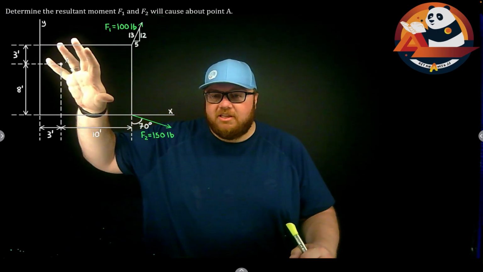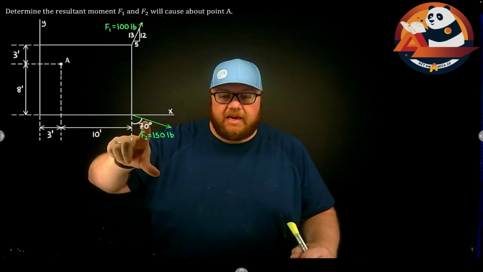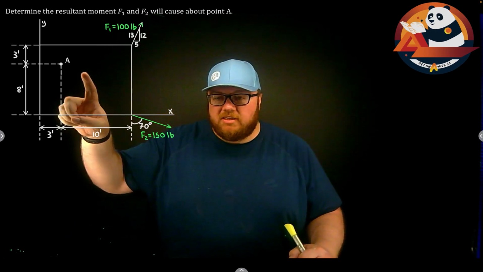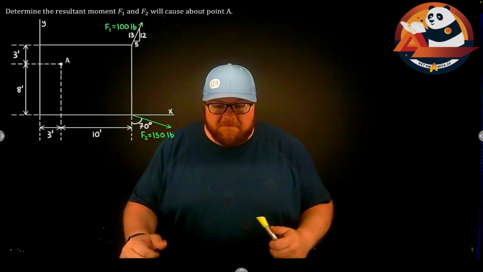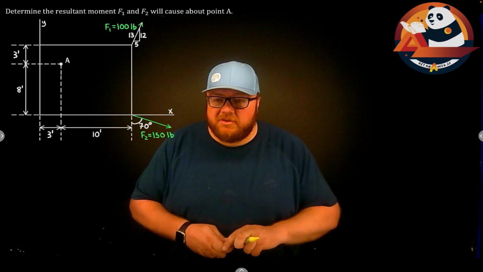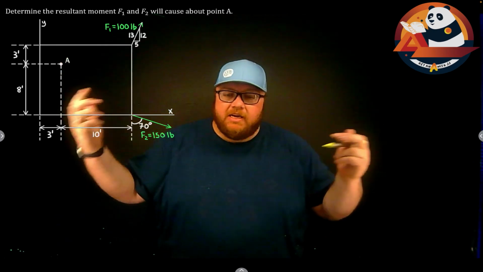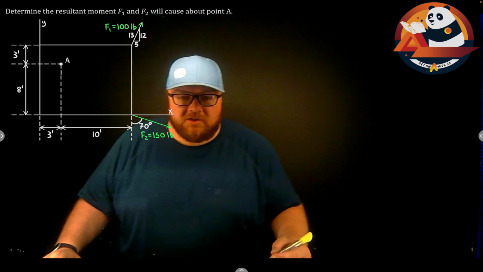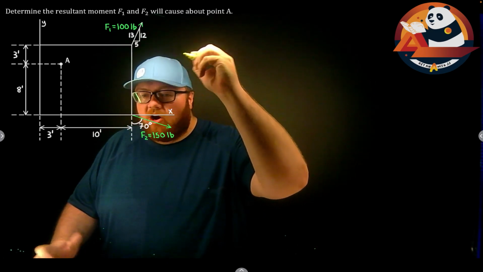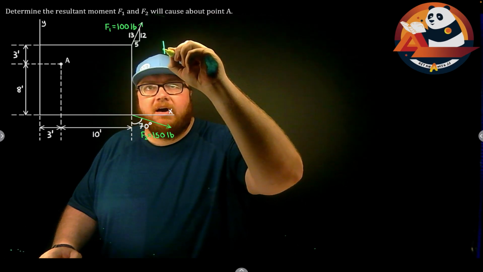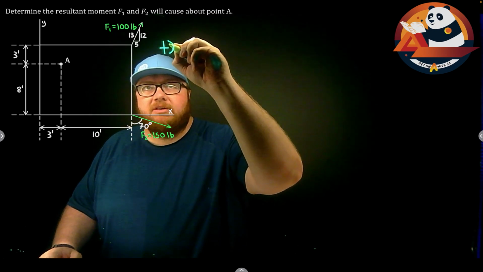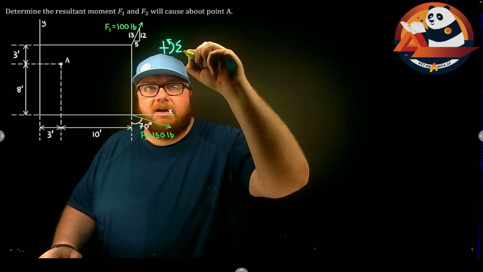We're trying to figure out what's the moment that F1 and F2 will cause about point A. So another moment. Let's just jump in and go for it. We're summing up our moments about point A to get that resultant moment out. We always assume a positive rotation direction, and we'll get that at the beginning. With positive going counterclockwise, we're summing up our moments.